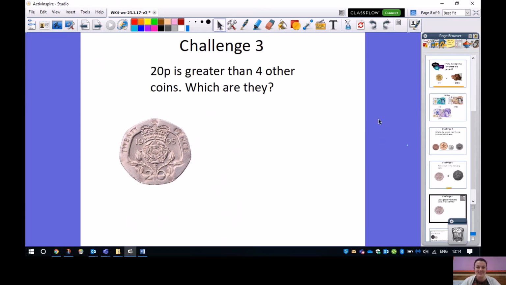We're nearly at the end of our challenges. 2 more to go. Challenge number 3. 20p is greater, which means bigger, than 4 other coins. Which coins are smaller than 20p? See if you can remember. Again, you might like to pause this video. Which coins were smaller than 20p?